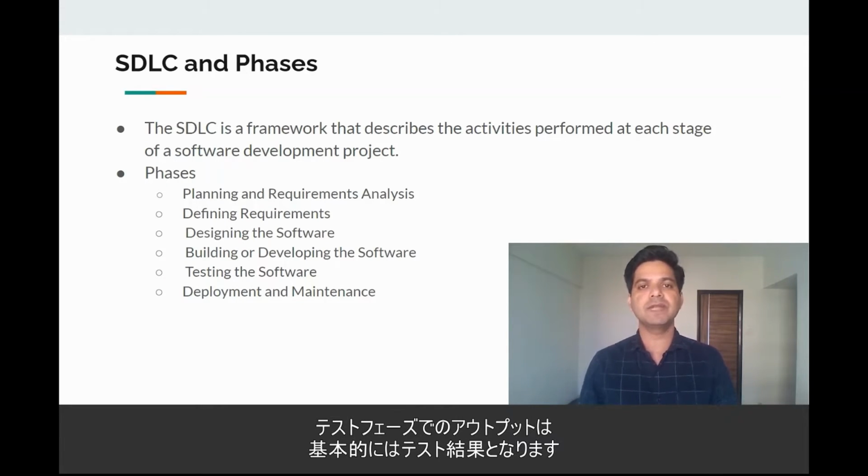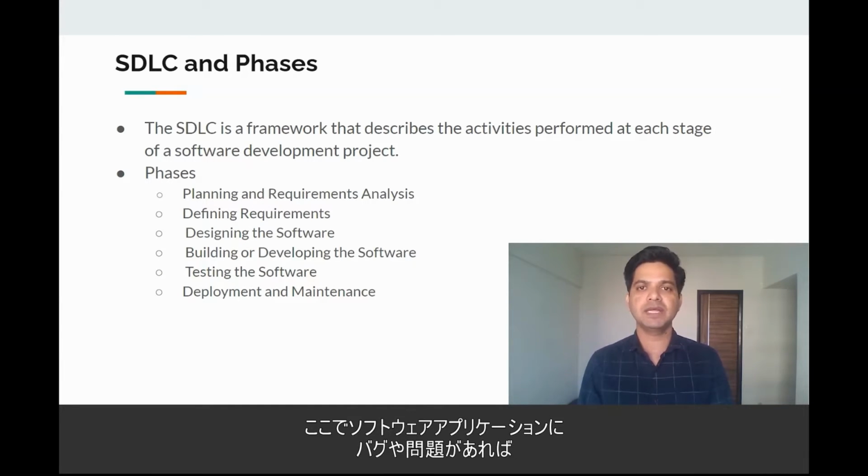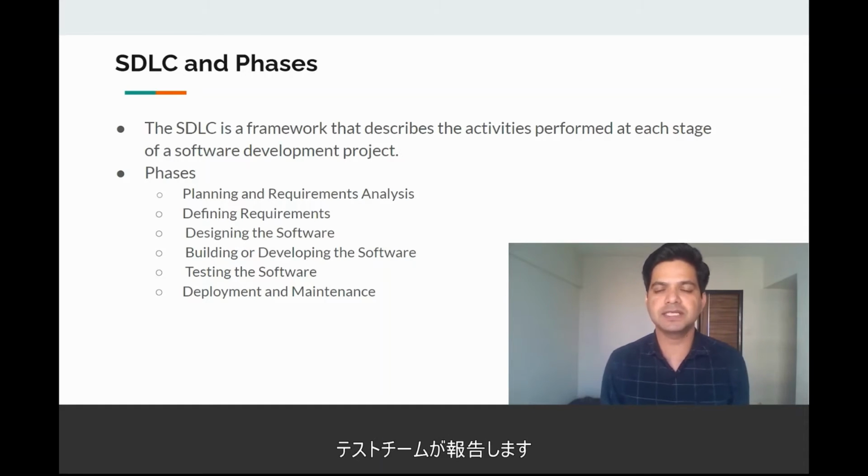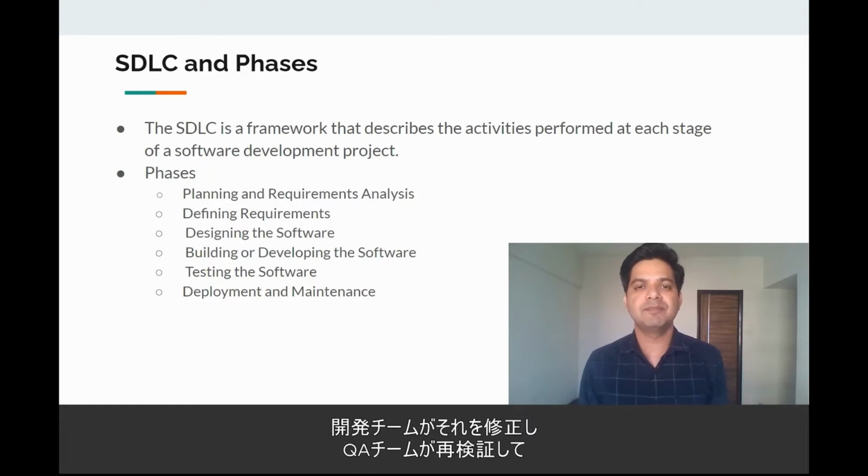And the output of that testing phase is basically a test result. And if there are any bugs or issues in the software application, then our testing team will report it, the development team will fix it again, and the QA team will again re-verify it.